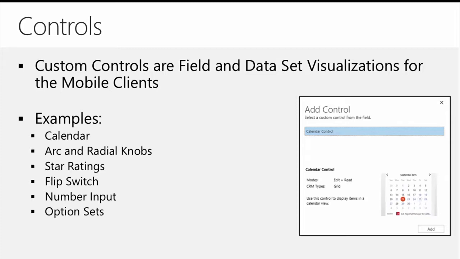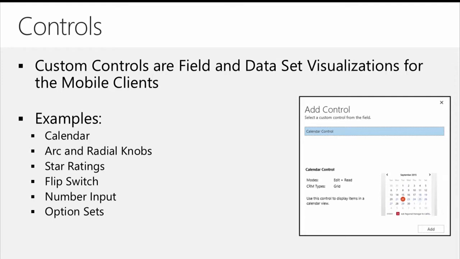Another consideration that you want to look at is how these entities and these items are going to be interacted with on mobile platforms. One of the things that you see on the entity definition is what are called controls. These controls are basically just field and data set visualizations that you can use to determine how things are going to be presented on the mobile application.